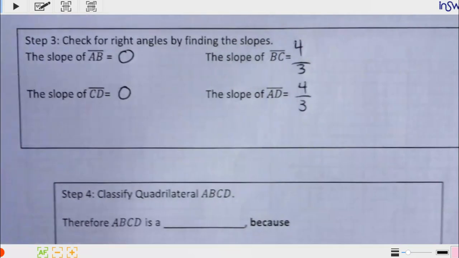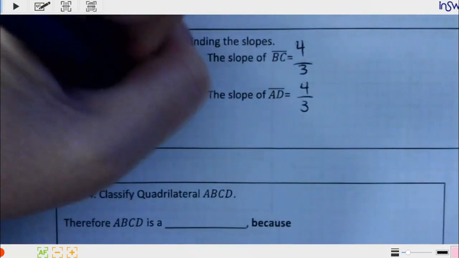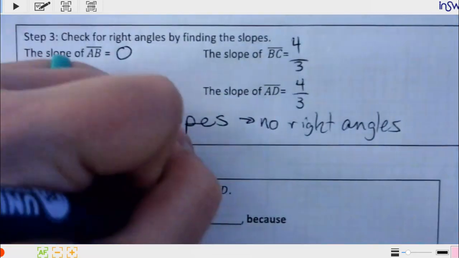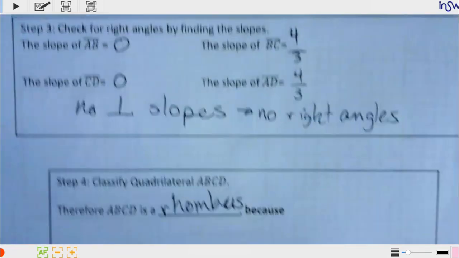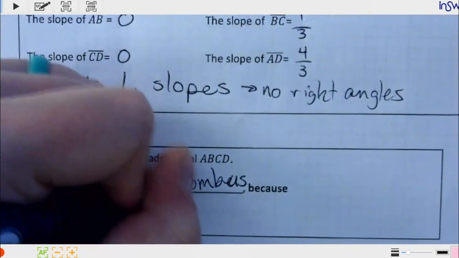But there's no perpendicular slopes. So there are no right angles. So what we know is that this is going to be a rhombus. How do we know that? Because we have 4 congruent sides, and that's all you have to write.